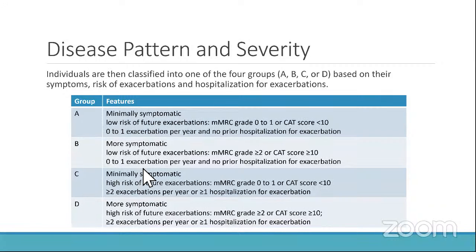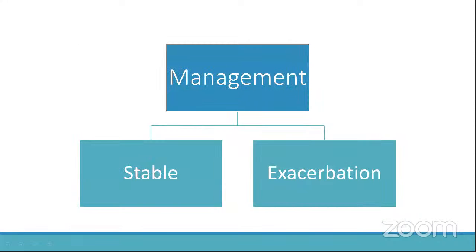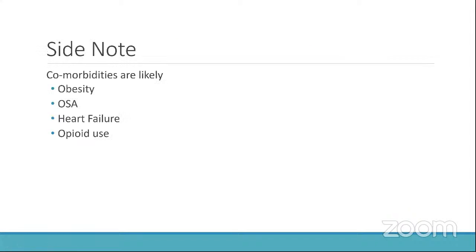And now we're going on to management. The management of COPD is divided into 2 parts, namely stable and acute exacerbations of COPD. It is important to keep in mind that patients with COPD are likely to be older with multiple comorbidities such as obesity, OSA, or heart failure. They may also be taking opioids for pain management, and all this needs to be taken into account in managing a patient, and treatment should be directed accordingly.